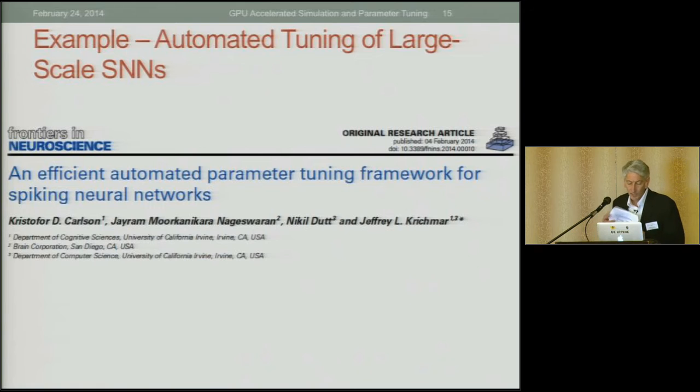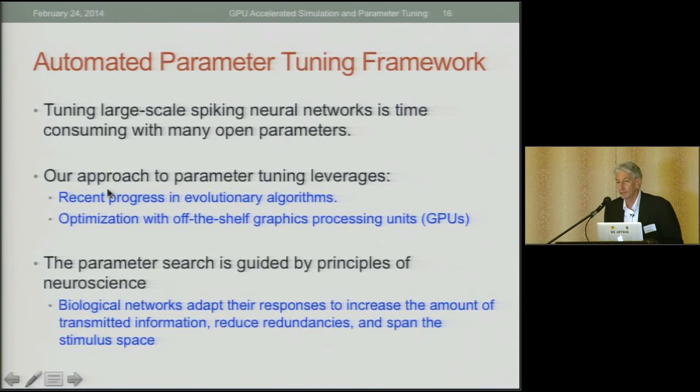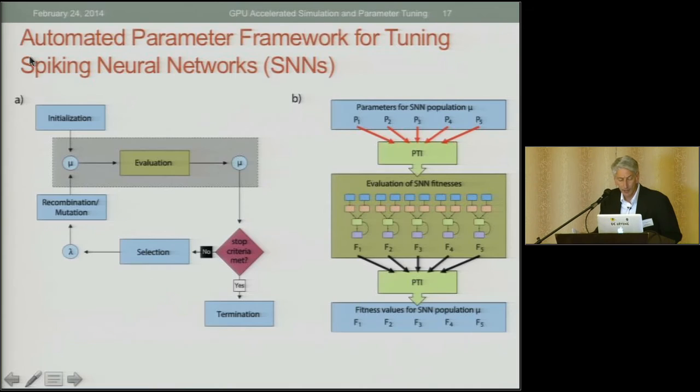And our framework is leveraging two things. One is GPUs, so we're using the parallelization of GPUs. The other is some recent work, or work over a number of years, in evolutionary algorithms. Combining that, we can search parameter spaces very quickly. And we feel that we now also have a biological principle that can guide the search. So let me give you the architecture. This is your typical evolutionary algorithm architecture.